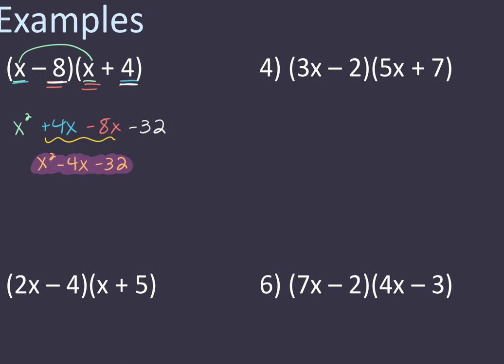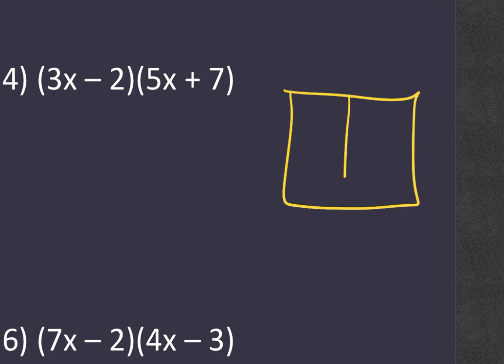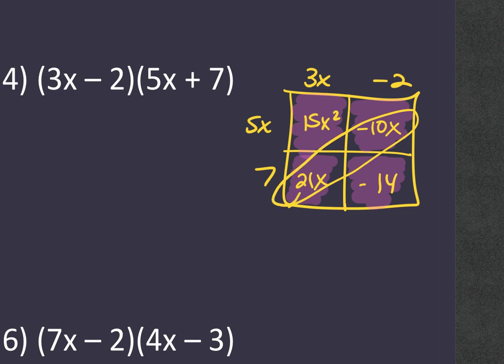All right, so for 4, again, I have seen people where you do the box. I mean, at some point we get past the box. Agreed. But some people are great like this. So 3x and negative 2, and then 5x and positive 7. Then you would multiply. In this box goes the 3x and the 5x, which is 15x squared. In this box goes the negative 2 and the 5x, so negative 10x. In this box goes the 7 times the 3x, or 21x. And in this box goes the 7 and the negative 2, so negative 14. These are then like terms, so you have to combine them.